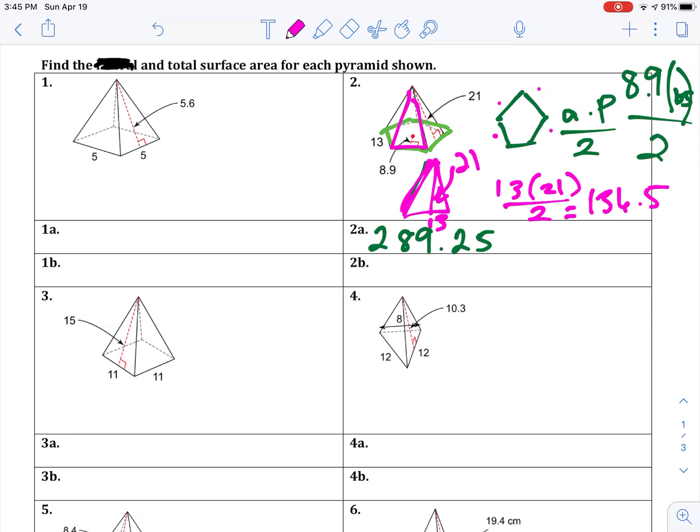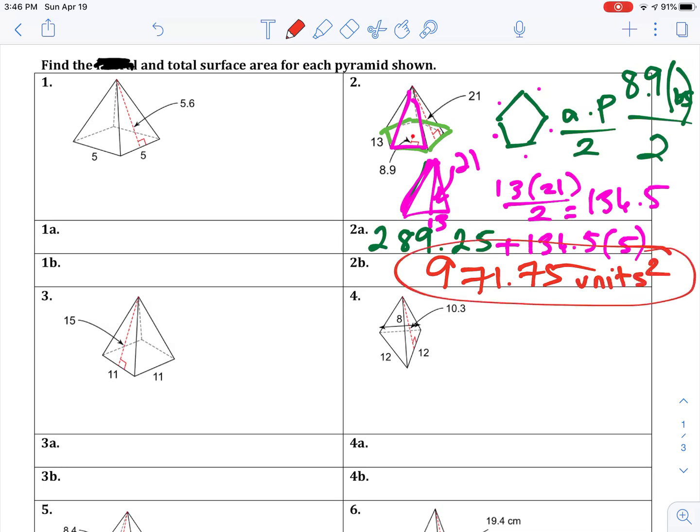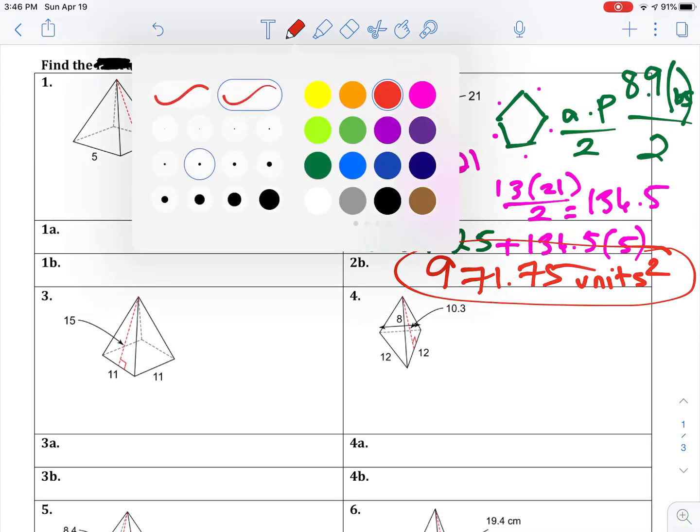Okay, how many triangles do we have in this figure? Well, we've got one for each of these sides. So you're going to take 136.5 times 5 and add it to the area of your pentagon, which was your base, 289.25, and we get 971.75. There's no unit on this picture, so I always just go units squared. So there's that answer.